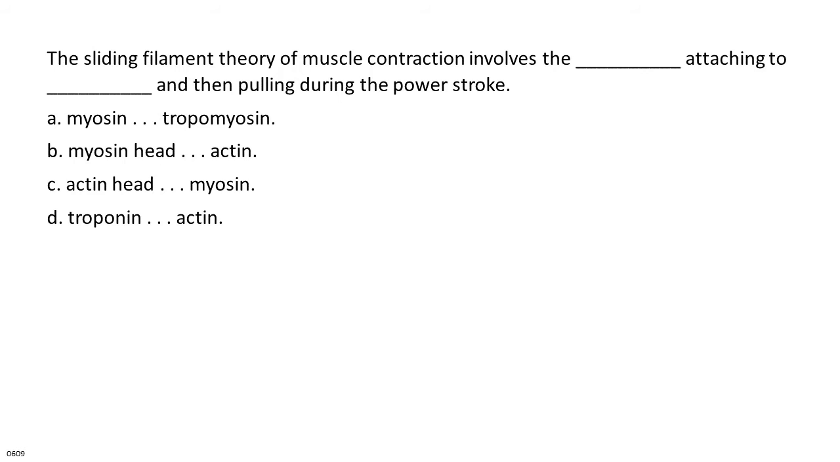The sliding filament theory of muscle contraction involves the dash attaching to dash and then pulling during the power stroke. A. Myosin. Tropomyosin. B. Myosin head. Actin. C. Actin head. Myosin. D. Troponin. Actin.